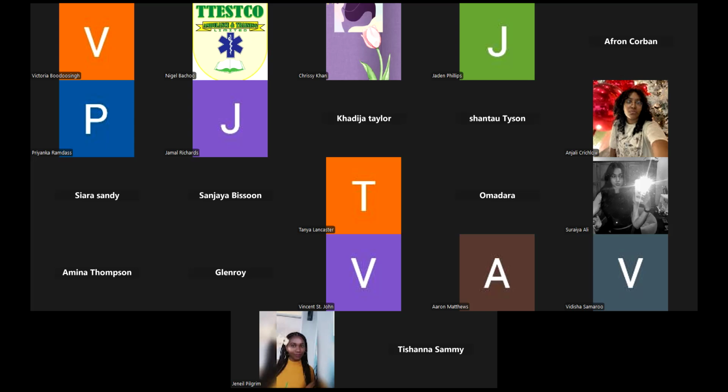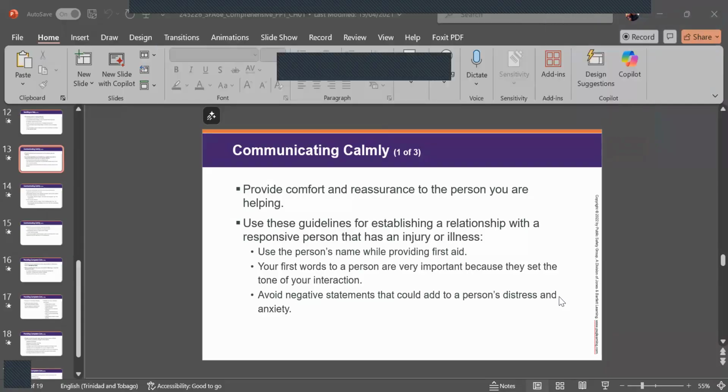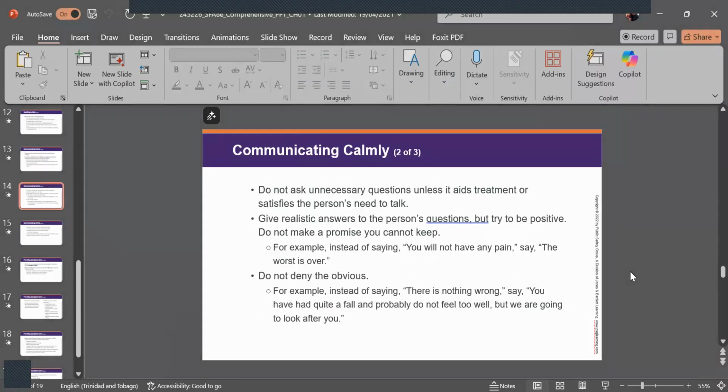No, don't do that. Or don't motion to your colleague, your partner, the sign that you're going to get your head chopped off, running your finger across your neck. Don't show your partner that with your patient right there watching, right? Or if somebody else asks if he'll live, don't shake your head and say no. You focus on the patient. A lot of it, your subtle hints, your behavior, your hand signals, your gestures, can affect the patient. Okay? Avoid negative statements. Remember that. Avoid those negative statements. Okay? Don't ask unnecessary questions unless it aids treatment or satisfies the person's need to talk.